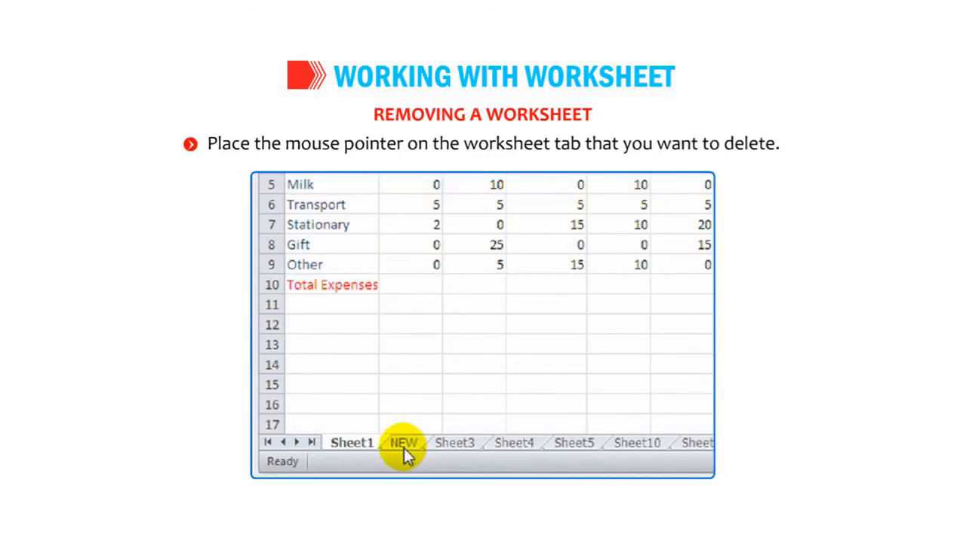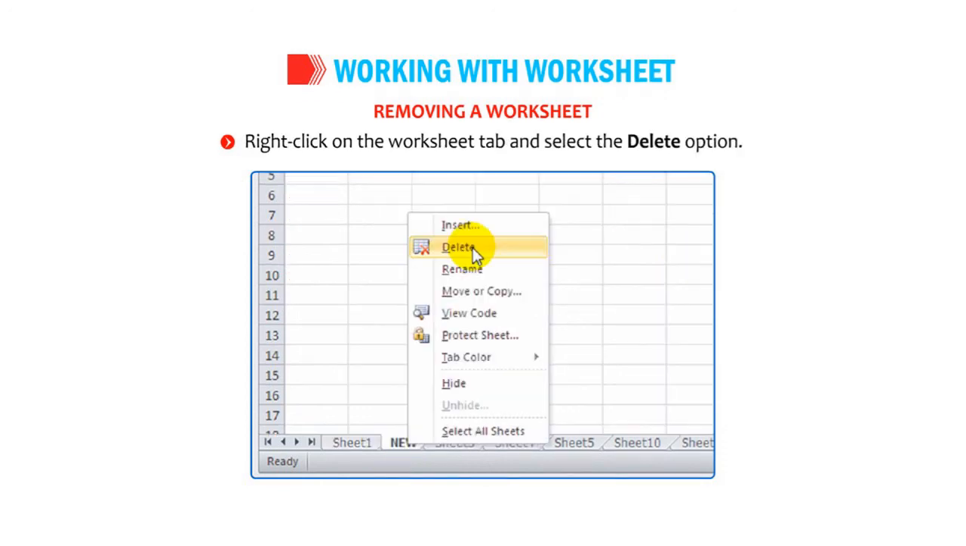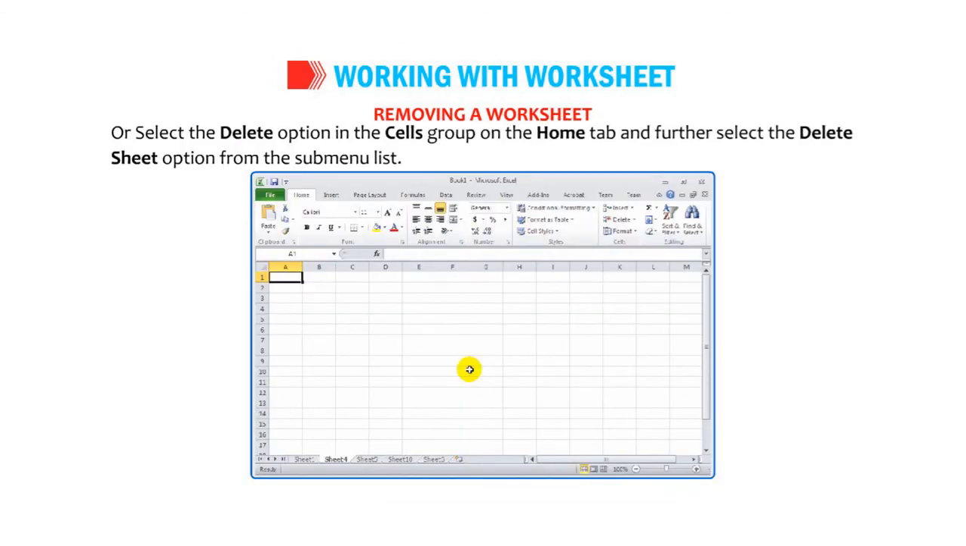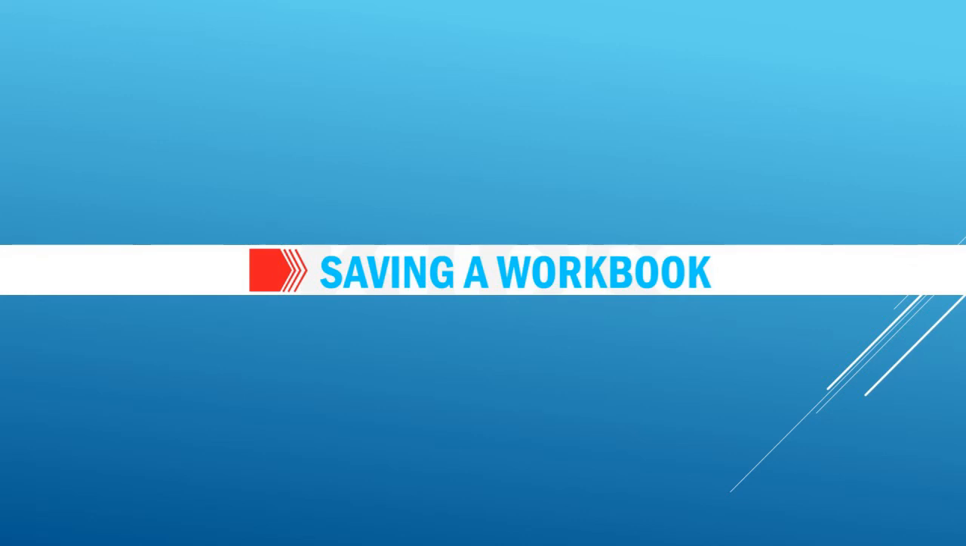Now let's learn how to remove a worksheet. Place the mouse pointer on the Worksheet tab that you want to delete. Right-click on the Worksheet tab and select the Delete option. Or select the Delete option in the Cells group on the Home tab and further select the Delete option from the submenu list.